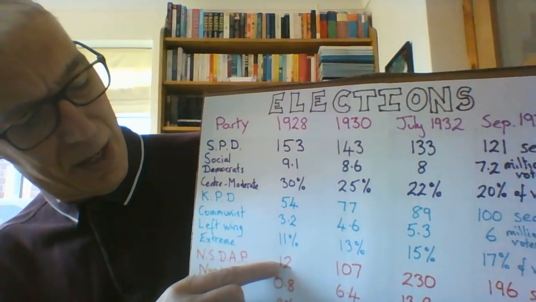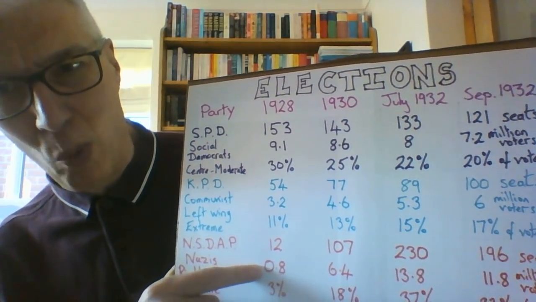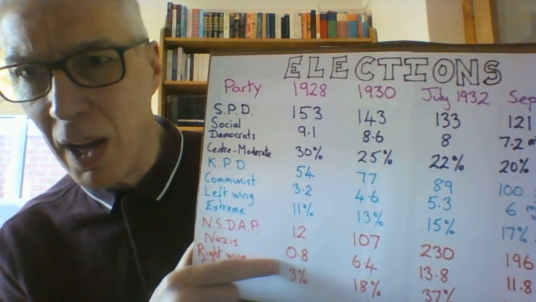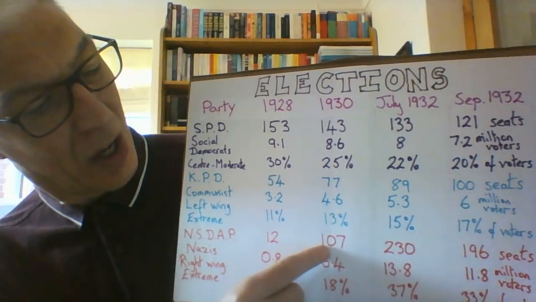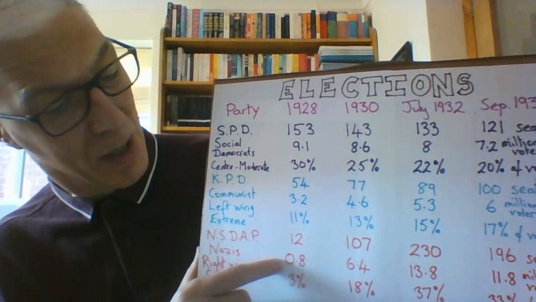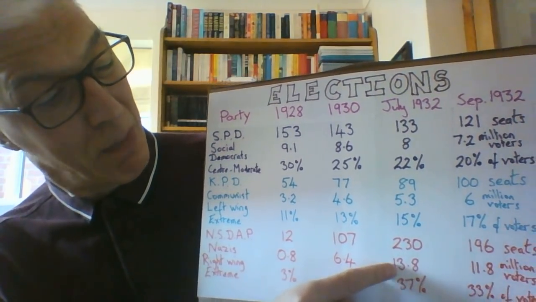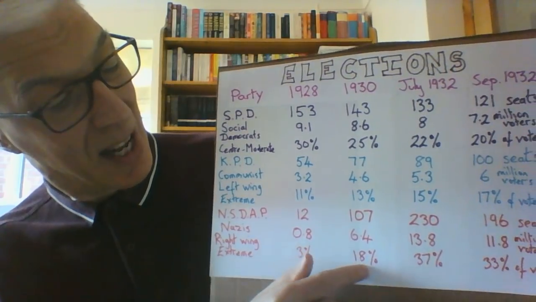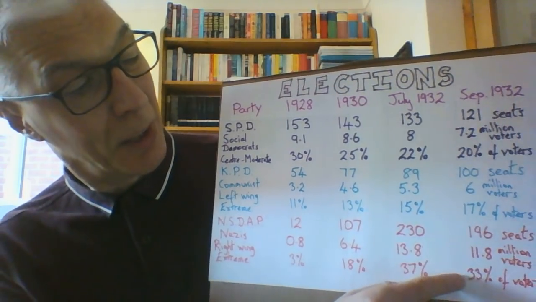But the party which had the biggest increase, the NSDAP, the National Socialist Deutsche Arbeiter Party, known as the Nazi Party. Look at their figures. 1928, 12 seats. Not even 1 million voters, 800,000. Under 3% of the vote. But look what happens to Hitler's support. 12 seats, 107, 230, then a dip to 196. People voting for him, just under 1 million, 6.4 million, 13.8 million, then a dip to 11.8. Percentage, 3% of the vote, 18%, 37%, then the dip to 33.